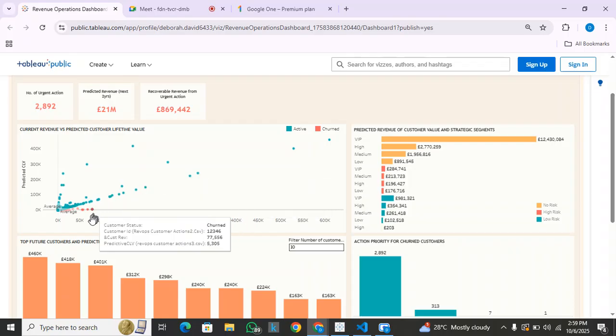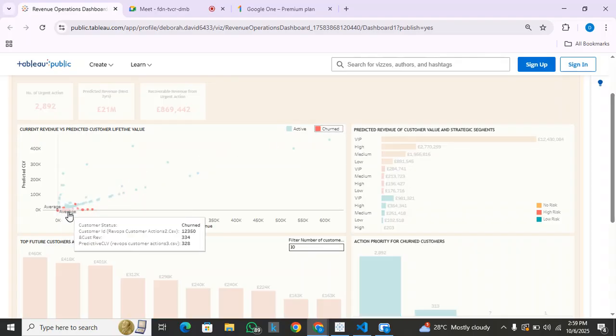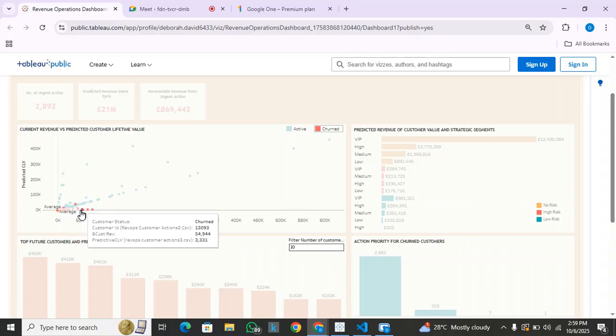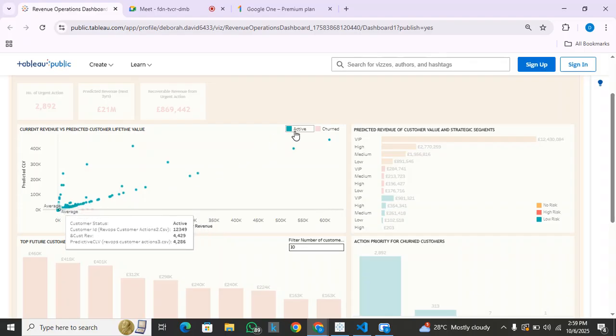Same for these customers. And if we want to see the churned customers, we see that some of the churned customers fall below average. Some would do well, not necessarily well, but they will just maintain their buying pattern or the revenue they're bringing. Most of the churned customers are not predicted to bring in a lot, and some fall below average. And if we want to see active only, we can just click on this and see all of that.